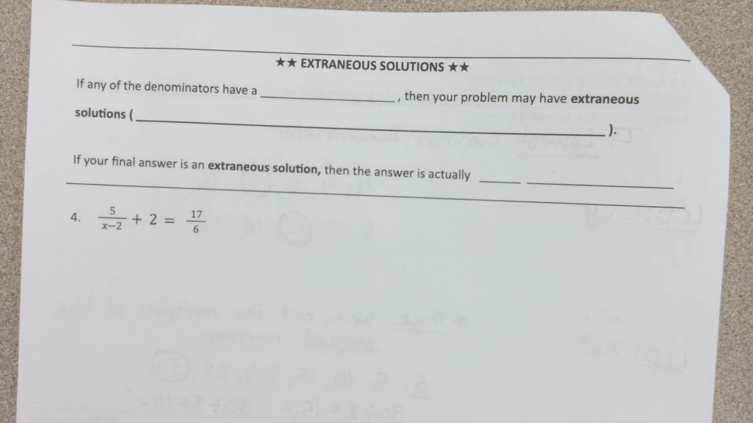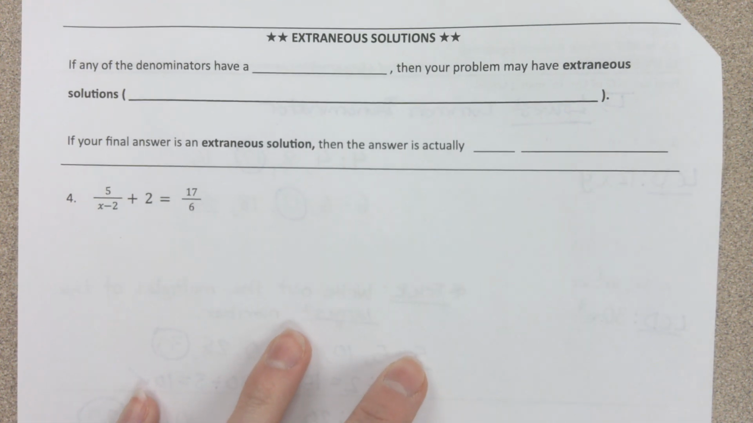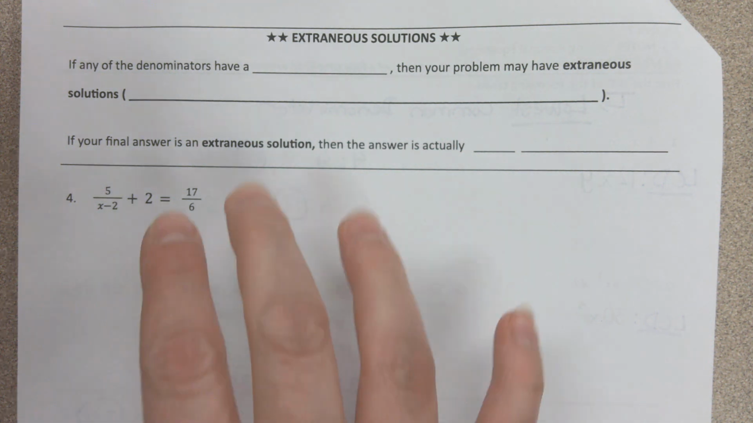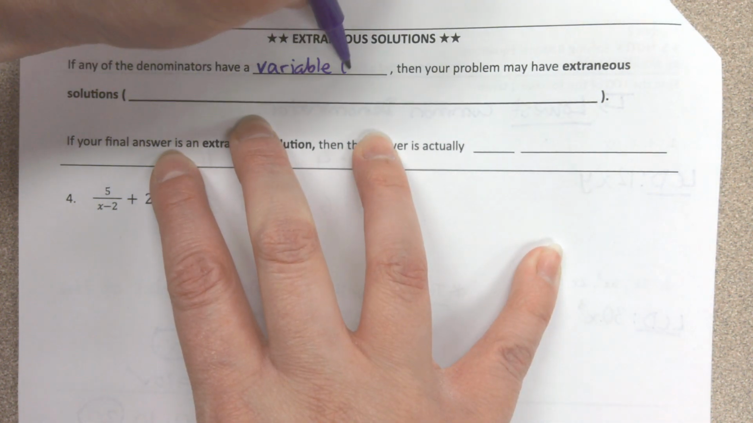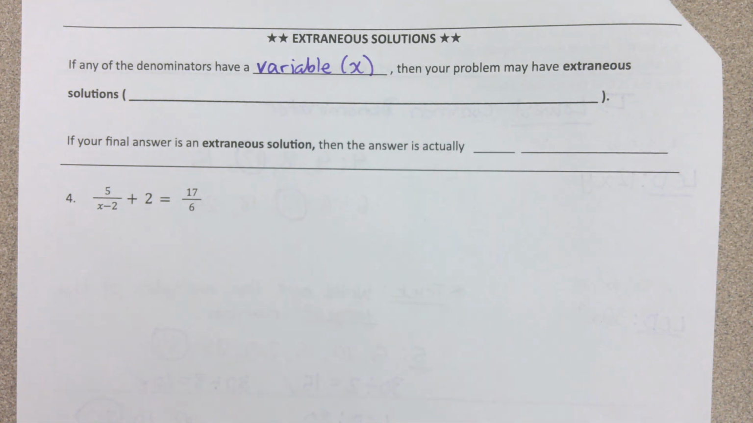We've talked about extraneous solutions before. Those appeared last semester in a couple units, and we have talked about this during this semester as well. I distinctly remember 5-8, we talked about extraneous solutions. If any of the denominators have a variable, for instance, that variable could be x, usually is x. Sometimes we'll put other letters in to mix it up. Then your problem may have extraneous solutions.